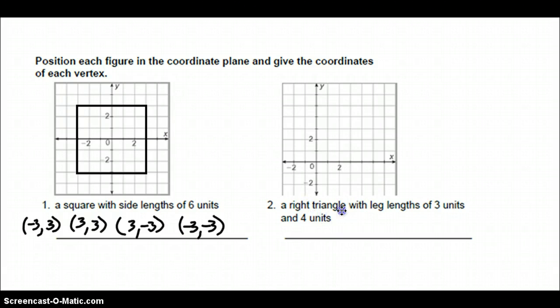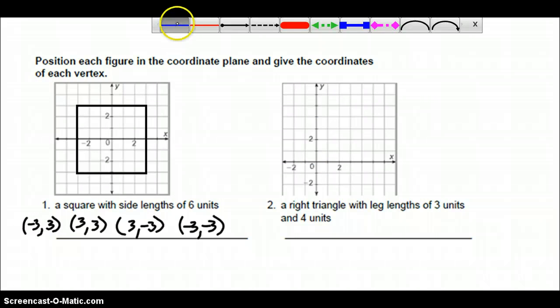Number 2, we want to position a right triangle with leg lengths of 3 units and 4 units. Well, if it's a right triangle, the axes form that right angle, and I'm going to put one vertex at the origin, so I'm going to make that my right angle. So this is how I want you to position your right triangle.